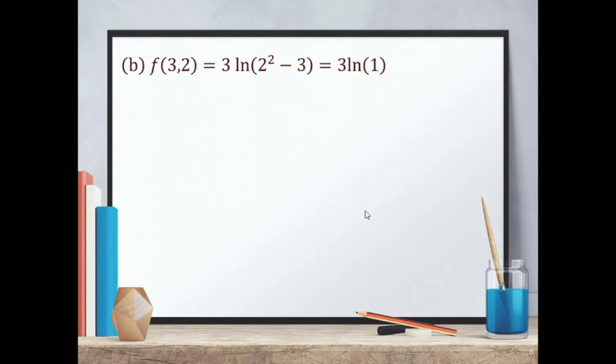example is f of x, y is equal to x ln of y square minus x. Therefore f of 3, 2 is equal to x is 3, ln of y square minus x, that is 2 square minus 3. 2 square is 4, 4 minus 3 is 1. Therefore f of 3, 2 becomes 3 times ln of 1, and ln of 1 is 0, therefore it becomes 3 times 0 is equal to 0.